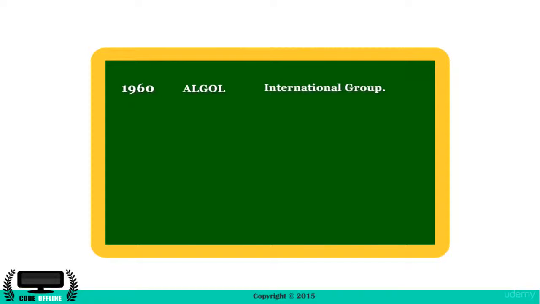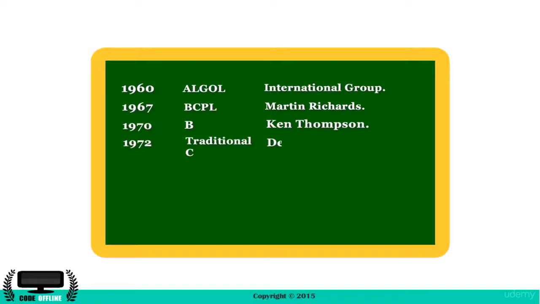Okay, let's see the evolution of the C programming language. In 1960, ALGOL was introduced by an International Group. In 1967, BCPL was introduced by Martin Richards. In 1970, B was introduced by Ken Thompson. In 1972, traditional C was introduced by Dennis Ritchie. And in 1978, C was introduced by Kernighan and Ritchie.